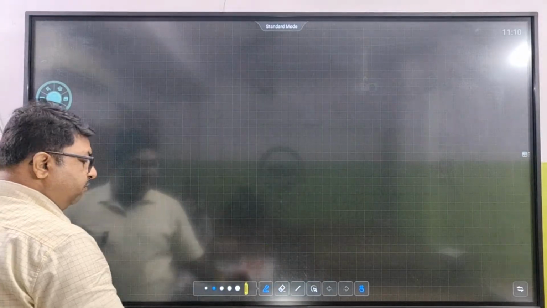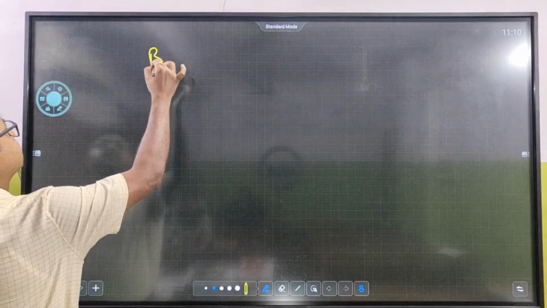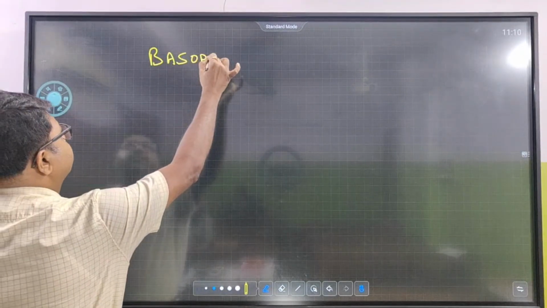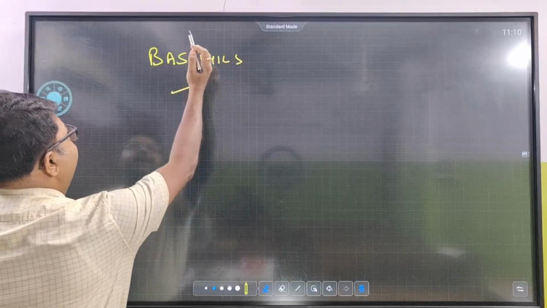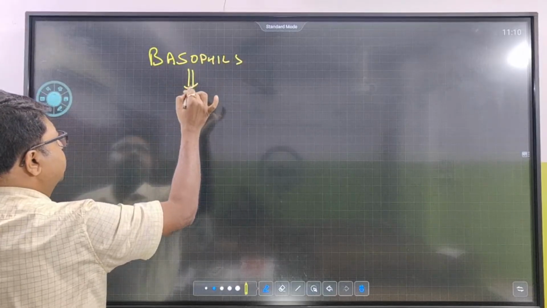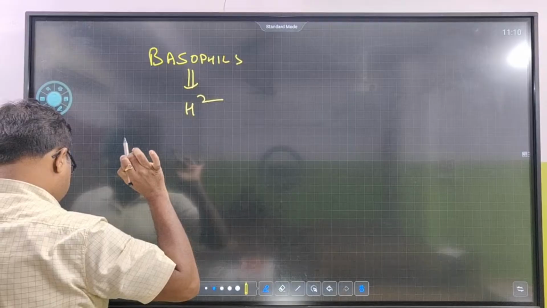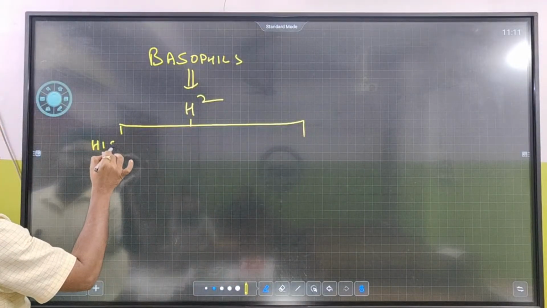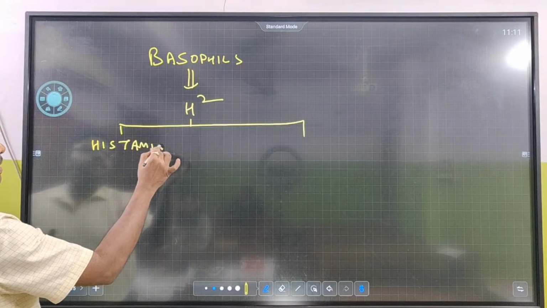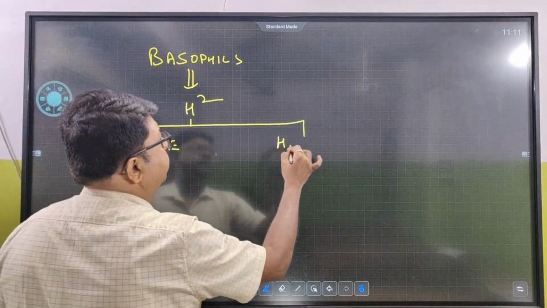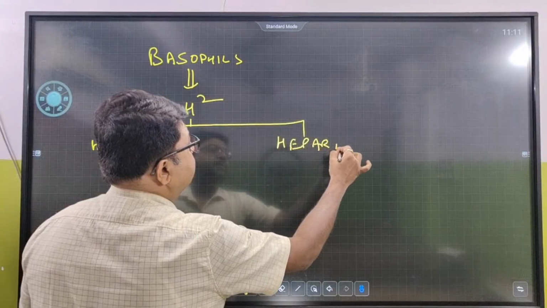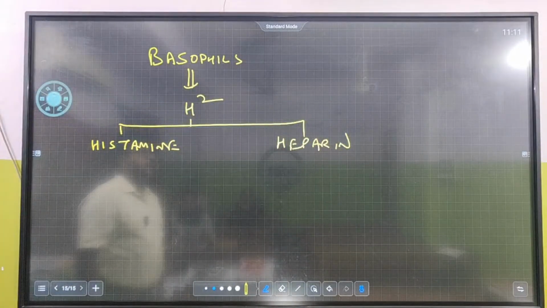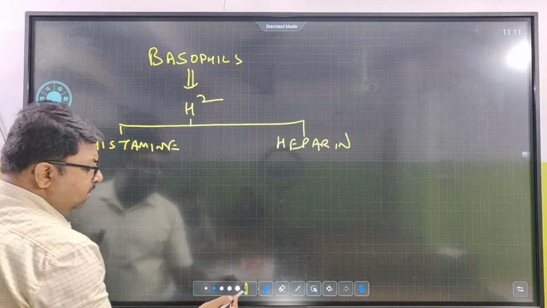The function of basophils is they help in H square. This is how you can remember it. H square. So they can form two things: histamine and heparin. What is histamine?